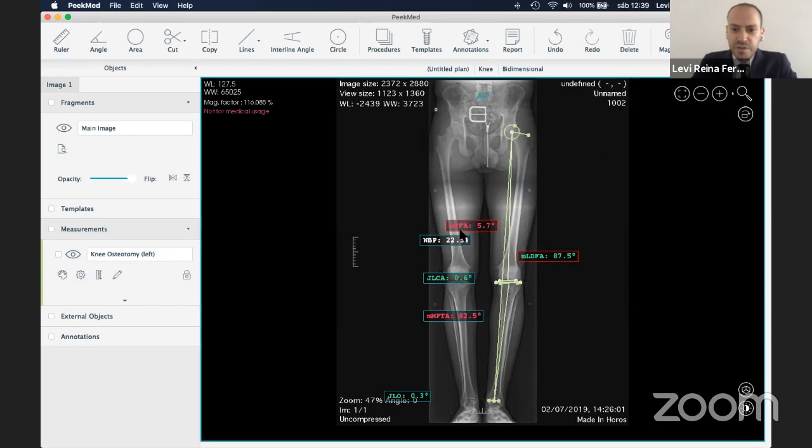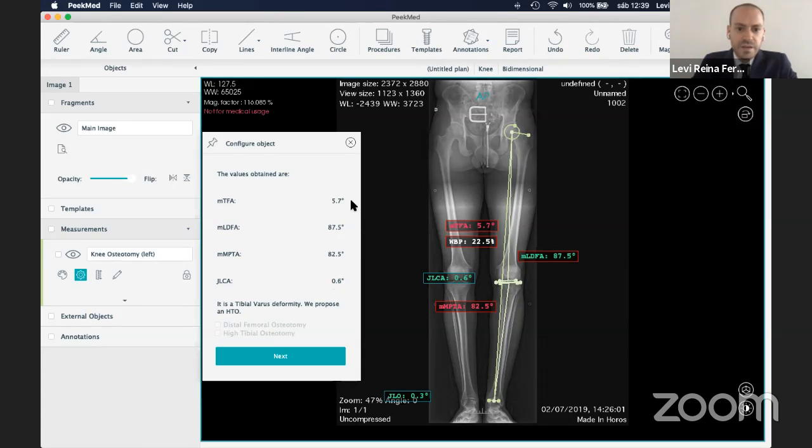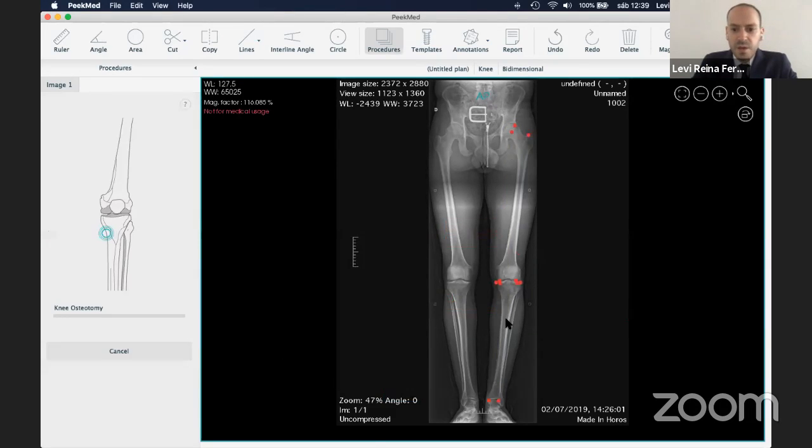You see I have almost 6 degrees of varus. My weight-bearing line is going through 22% of the tibial plateau, and it's clearly because of my tibia, which is in varus. So we go to this wheel here. Here we have summarized the values of our deformity, almost 6 degrees. The femur is normal, the tibia is varus, and the joint line is okay. So the program tells you it's a tibial varus deformity, so we propose an HTO. So that's what we are going to do. We just mark the HTO here.